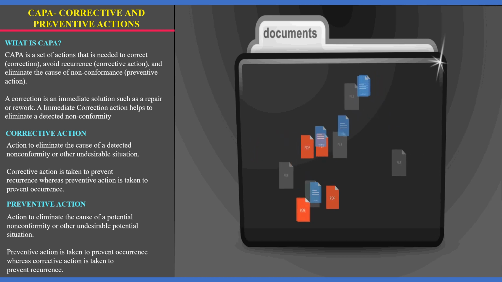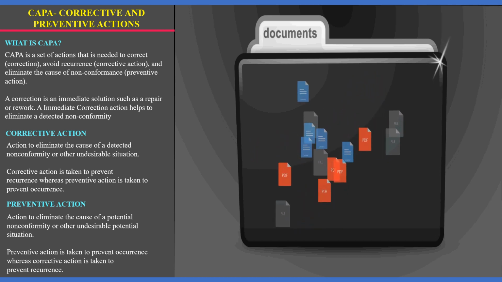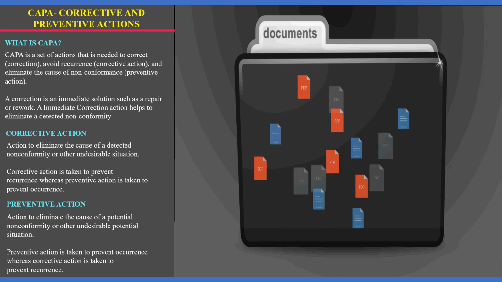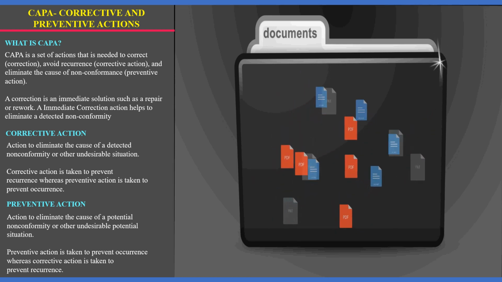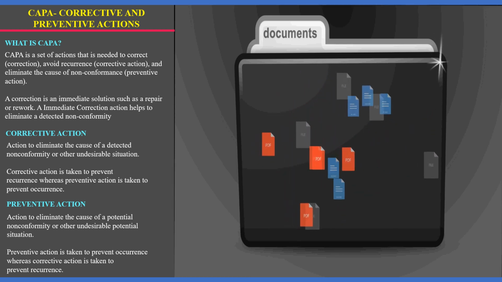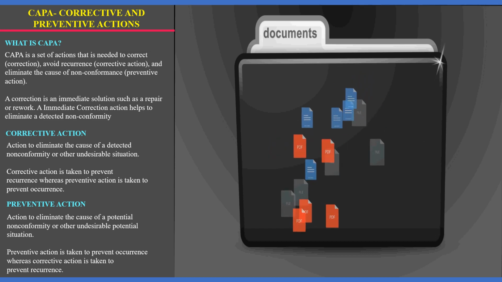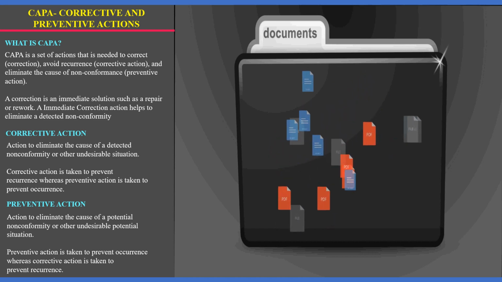So what is a preventive action? Any action to eliminate the cause of a potential non-conformity or other potential undesirable situation. Preventive action is taken to prevent the occurrence, whereas a corrective action is taken to prevent the recurrence.